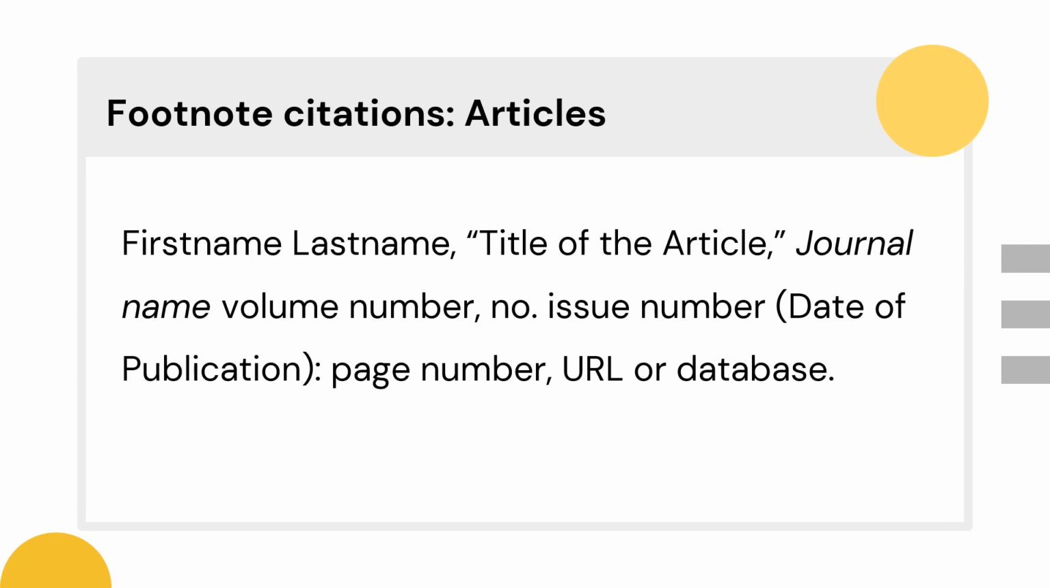First, we list the author's first name, then last name, then a comma. Open quotation, the title of the article, comma, close quotation. Then the name of the journal in italics and the volume number, comma, then no period, space, issue number, open parenthesis with the date of the publication, close parenthesis, colon, the page number for which you are citing, comma, and either the permanent URL, sometimes this is the DOI or Digital Object Identifier, or the name of the database in which you found the article, then close it out with a period.